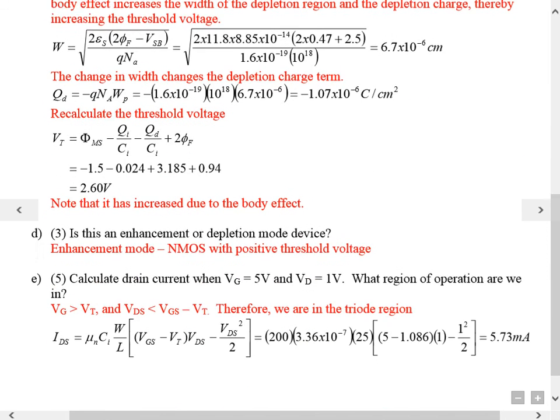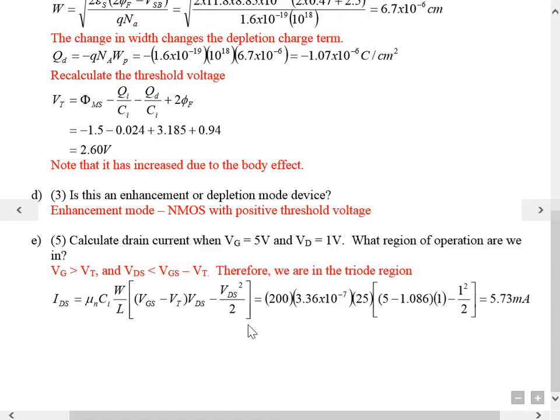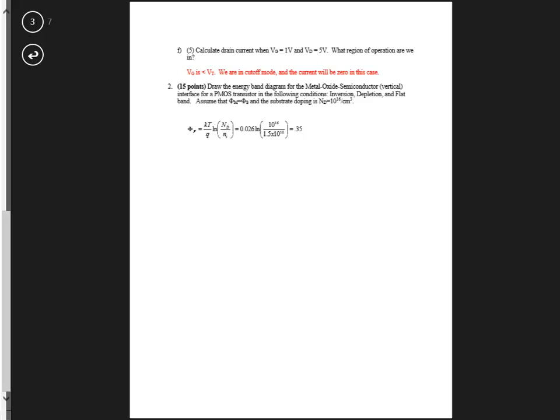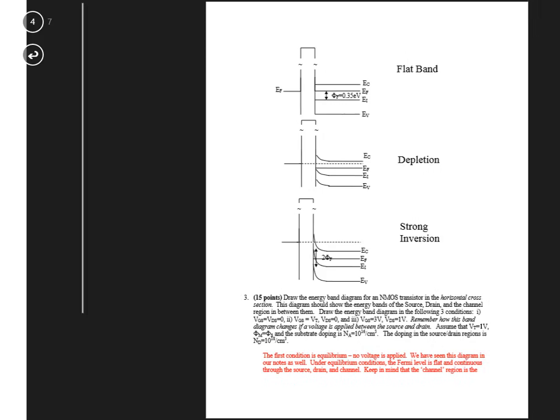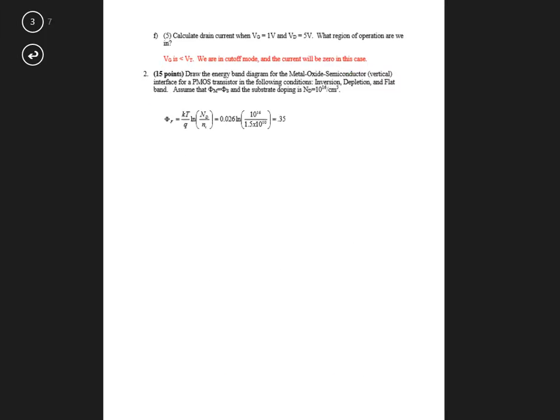All right, then the rest of it is enhancement mode versus depletion mode. These things are quite straightforward. Calculate the drain current when the gate voltage is this, the drain voltage is this. All you need to know is what region of operation you're in, and you know how to do that. We went over this question. You can kind of go over on your own.